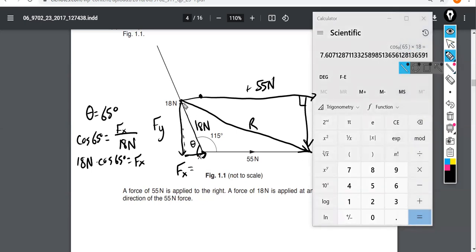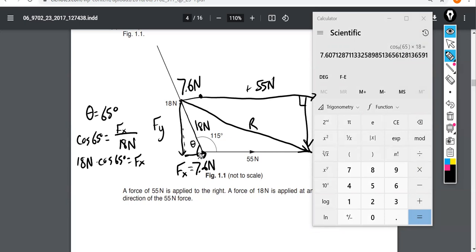So this 18 Newton force is pushing it down to the right. It's pushing it 7.6 newtons to the right. There's a total of 55 plus 7.6 newtons to the right for my result. Okay. It's easy to add things when they're in the same direction. So I have to figure out how much of this is in the same direction as the 55 Newton force. And that's this calculation right here.